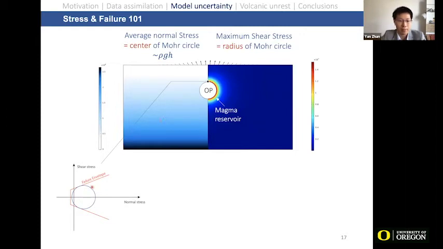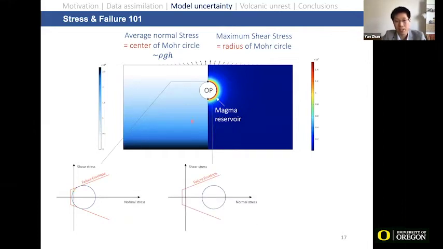And the radius of the Mohr circle is determined by the maximum shear stress, which is controlled by the overpressure. So for this point, when the overpressure is large enough, we can have a large Mohr circle touch the envelope to create failing.